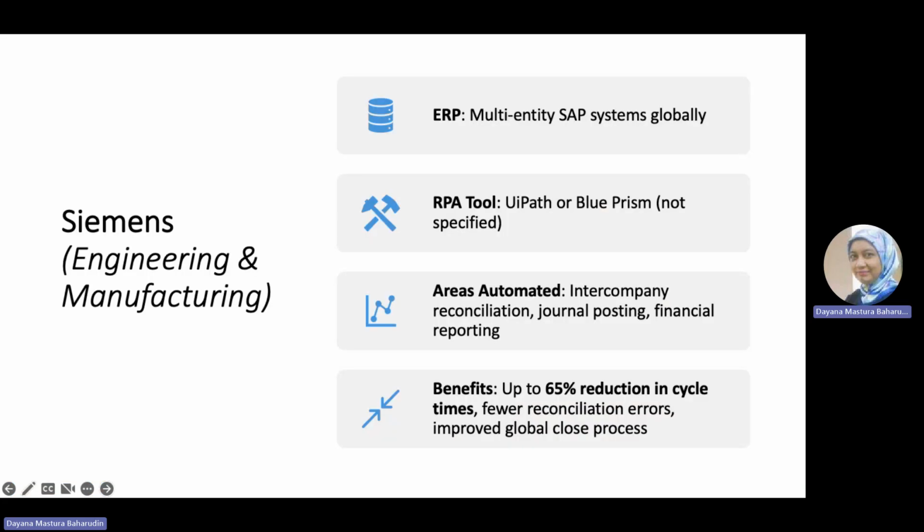The Siemens ERP is multi-entity SAP systems globally, with an RPA tool, UiPath or Blue Prism. Okay. The automation areas will be intercompany reconciliation, journal posting, and financial reporting. Benefits: up to 65% reduction in cycle times, fewer reconciliation errors, and improved global close process.